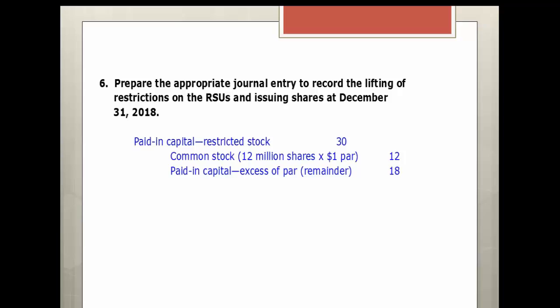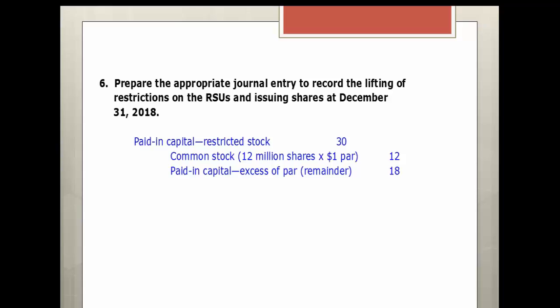Then at the end, we eliminate the paid-in capital restricted stock of $30 million, and we increase common stock at par value for $12 million, and the excess of $18 million goes to paid-in capital in excess of par. So once we've paid this and issued the stock, there's no distinction in the balance sheet between the restricted stock that was paid and the other common stock. Everything moves over to common stock and paid-in capital.